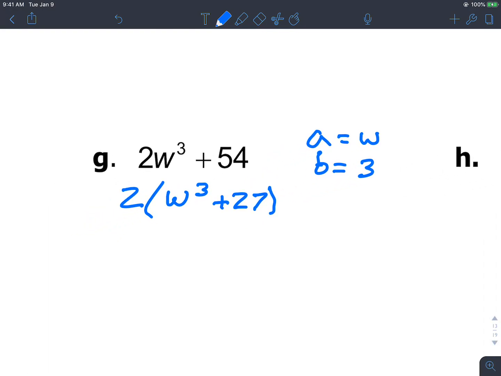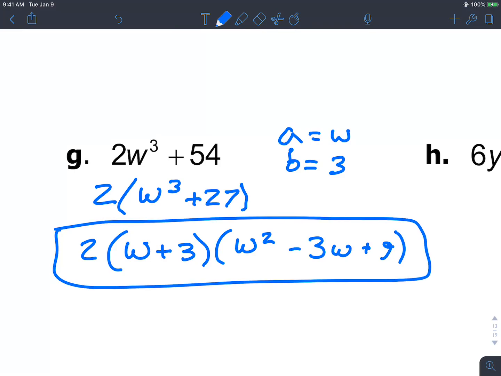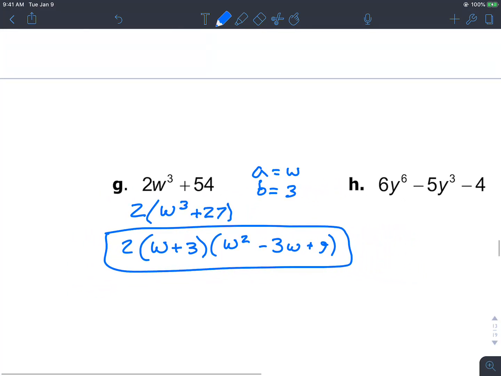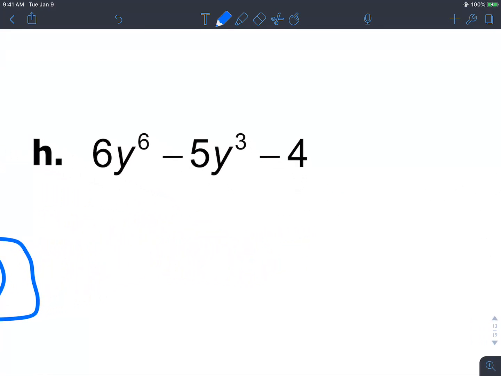And then I guess we're going to write this as w plus 3 for the first one. And then the second, the leftover stuff, that's going to be w squared, 3w, and then actually it should be a minus 3w. It's the opposite sign on that first one. And then 3 squared is just going to be 9. All right, and then since you had the 2 to begin with, we finish out with the 2 right there. Excellent.